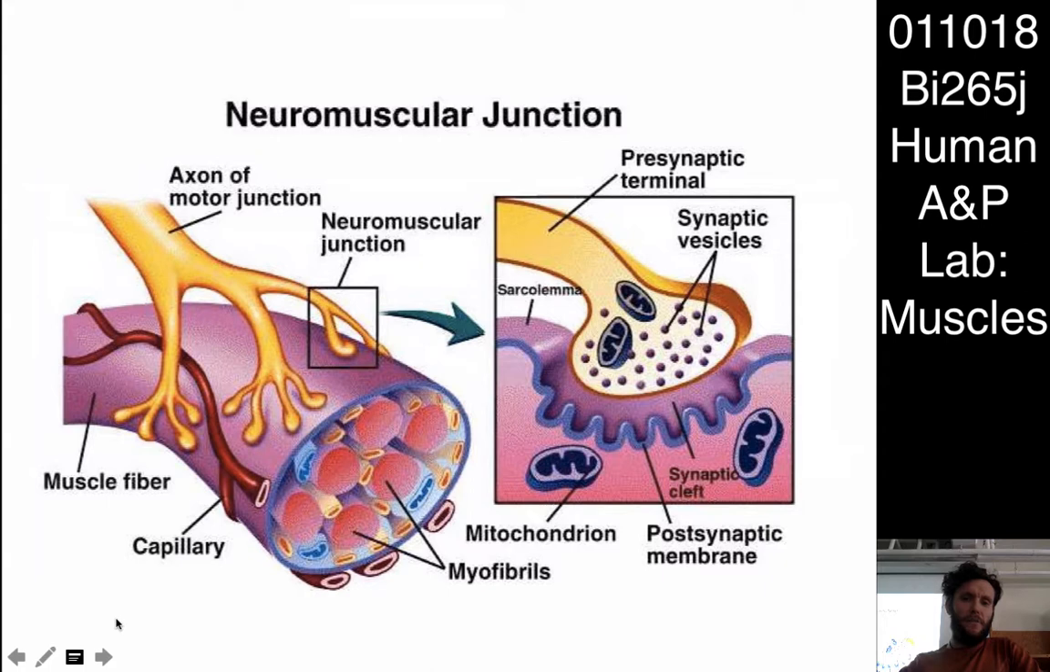Muscle tissue, unless it's cardiac muscle, which can self-stimulate, skeletal muscle needs to be stimulated. The stimulus comes from a neuron, and there is what's going to be called a neuromuscular junction. A neuromuscular junction.